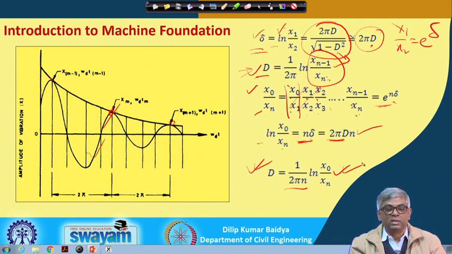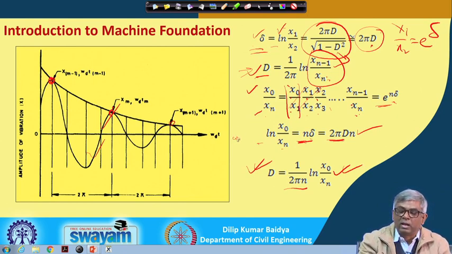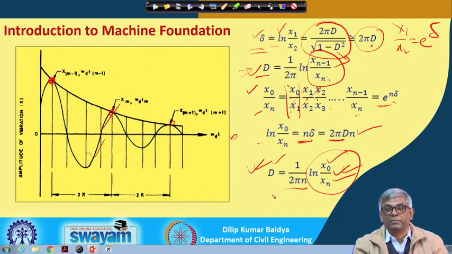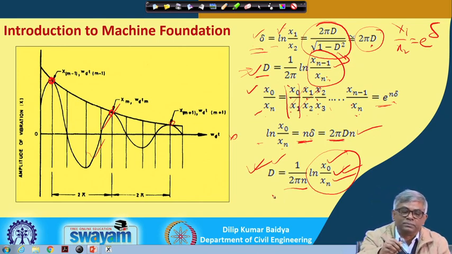xn. That means if I measure a peak here, and another peak somewhere after a long time, and the number of cycles is n, then the ratio of the amplitudes x naught by xn, if you take the log and multiply by 1 by 2 pi n, will be the damping value. So this is another method: by a free vibration test one can find the damping by this method, which is called the logarithmic decrement method.